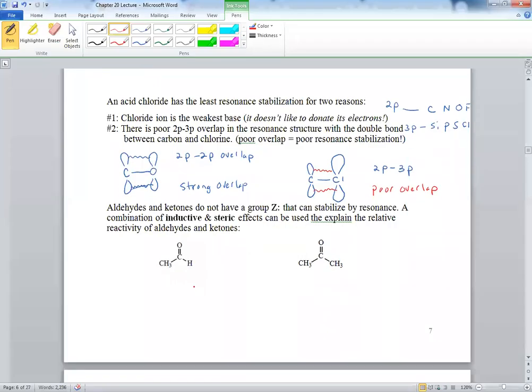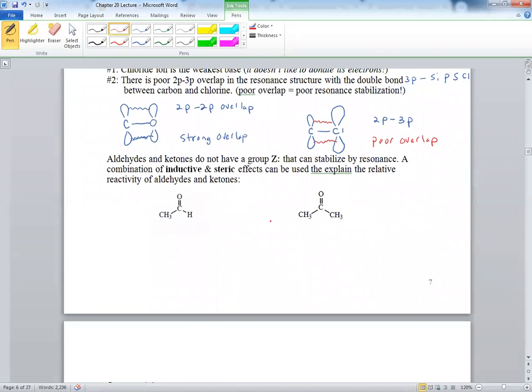Now, when it comes to aldehydes and ketones, they don't have group C. They have H, or they have the methyl, or it could be an R group, another R group. So they can stabilize by resonance. And then a combination of inductive and steric effects can be used to explain the relative reactivity of aldehydes and ketones. So let's take a look.